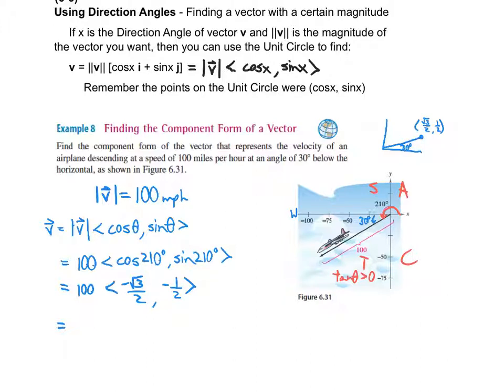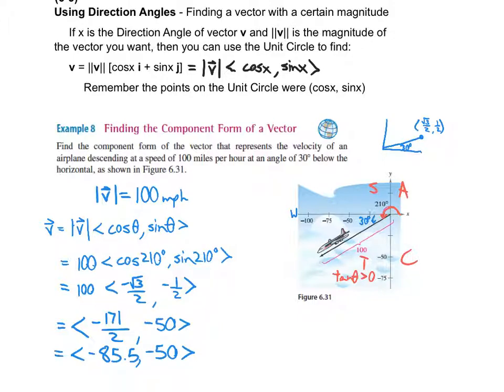So, if I actually do the multiplication, I've got a negative root 3, which is about 1.71 something, times 100, is going to be 171 point something over 2. And then negative 1/2 times 100 is a negative 50. So this is a negative 85.5, negative 50. Okay?